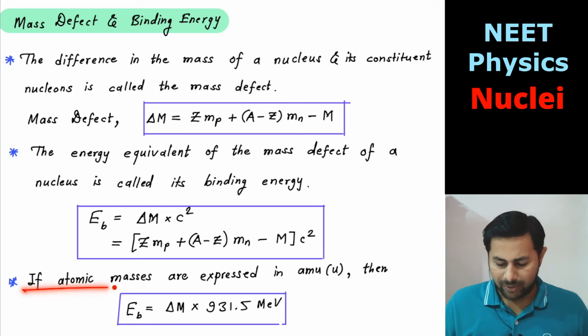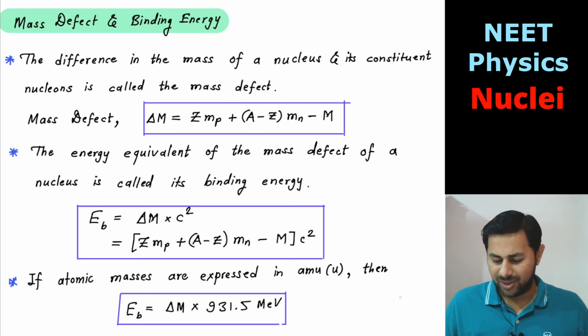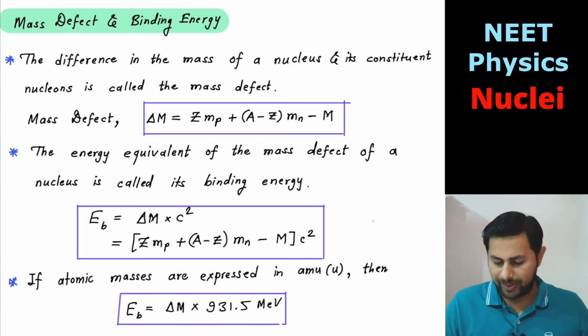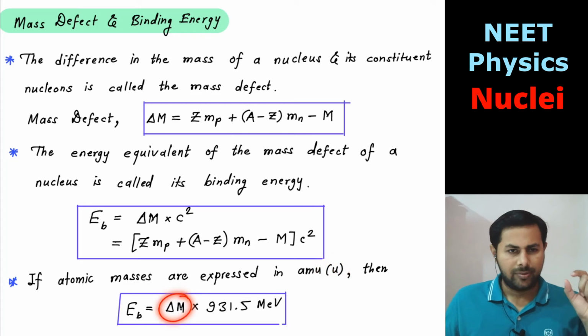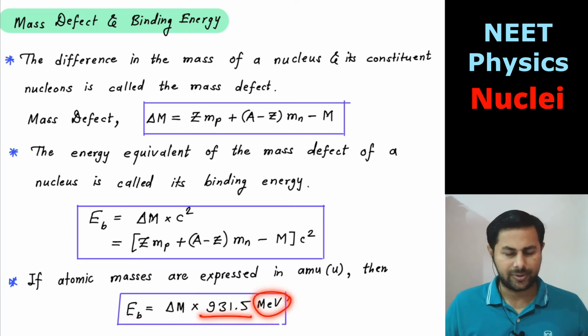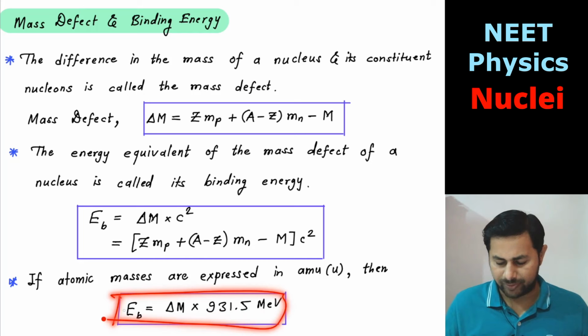If atomic masses are expressed in the atomic mass unit, this is called the unified atomic mass unit, denoted by u. Suppose the mass defect is delta m, expressed in u, atomic mass unit. Then the binding energy would be equal to delta m multiplied by 931.5 mega electron volts. So this is an important unit, we'll make use of this one, right?